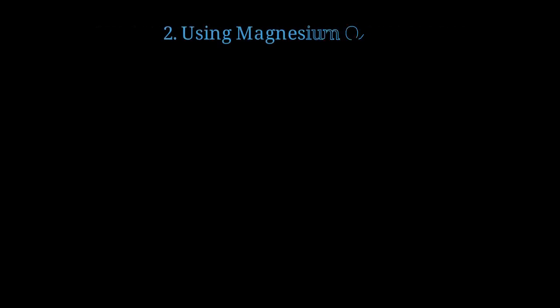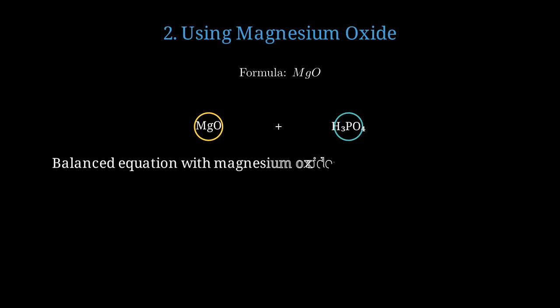Let's first look at using magnesium oxide for this preparation. The formula for magnesium oxide is MgO. We start with magnesium oxide and phosphoric acid as our reactants. Now let's write the balanced chemical equation for this reaction. 3 moles of magnesium oxide react with 2 moles of phosphoric acid to form 1 mole of magnesium phosphate and 3 moles of water. This diagram shows the reactants on the left producing magnesium phosphate and water on the right.